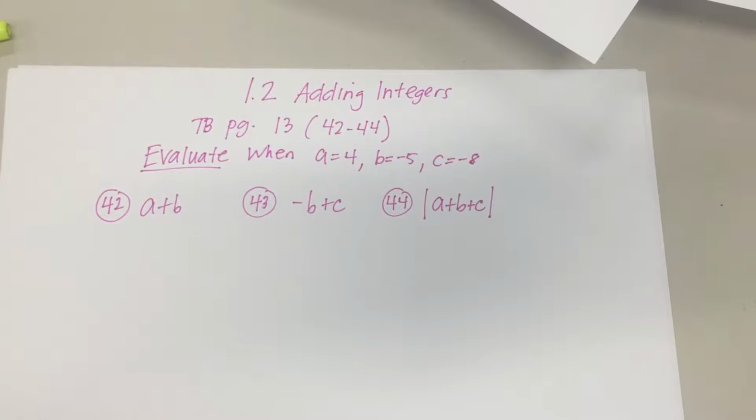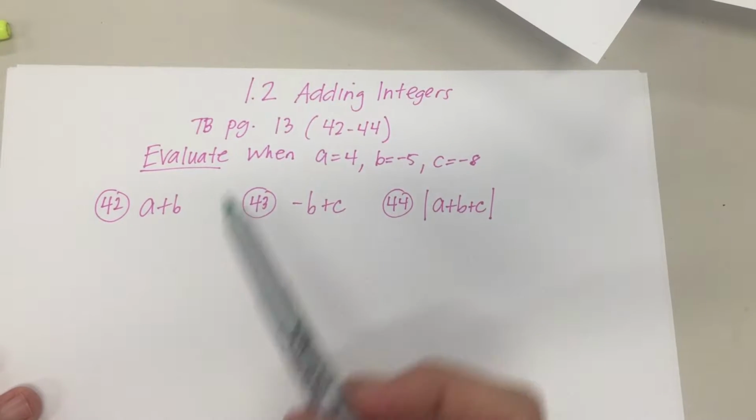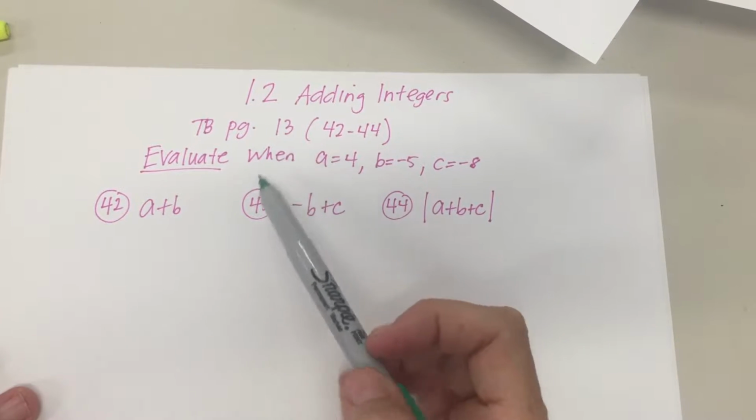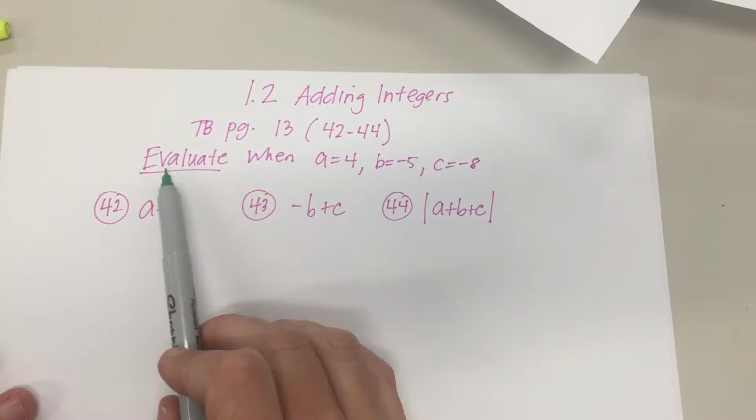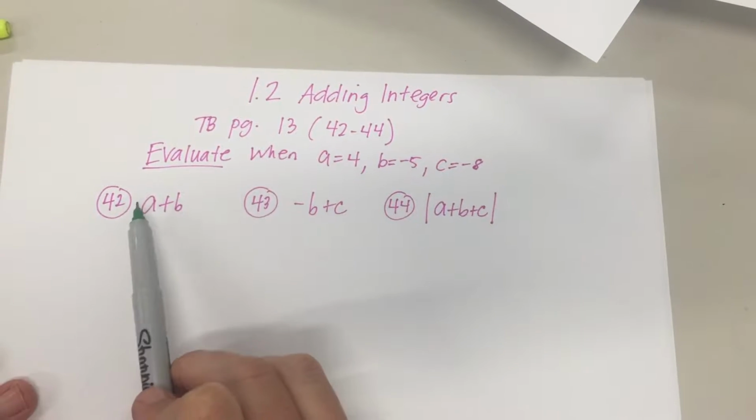Okay, I'm going to work out a few problems from page 13, questions 42, 43, 44, chapter 1, section 2, adding integers. But on these ones, you need to evaluate them. They give you the values of a, b, and c. So let's look at question 42.